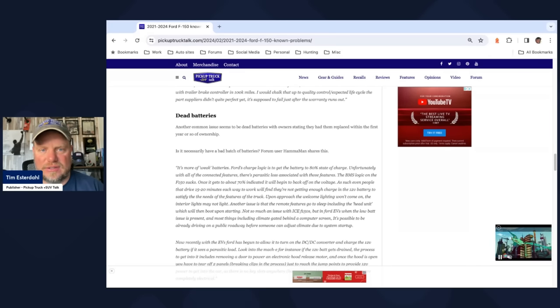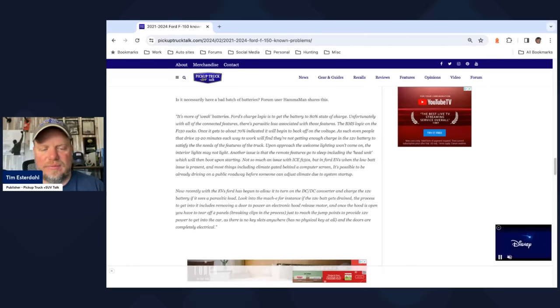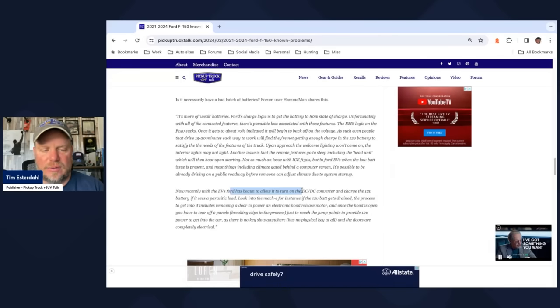So he's saying all these features add a little bit of parasitic loss. And if you don't drive enough, you don't charge the battery up all the way. And he said, now recently Ford EVs have begun to allow it to turn on the DC-DC converter and charge the 12-volt battery if it sees a parasitic loss.